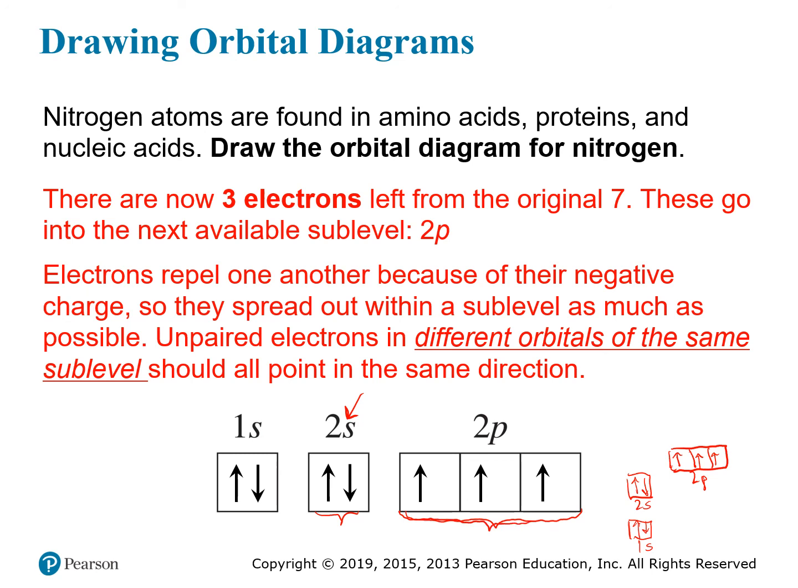So this is now accounting for 1, 2, 3, 4, 5, 6, 7 electrons, which is all the electrons that are needed for a neutral atom of nitrogen. So this is the completed orbital diagram for nitrogen. It shows you which orbitals the 7 electrons sort themselves into, just based on their energies.